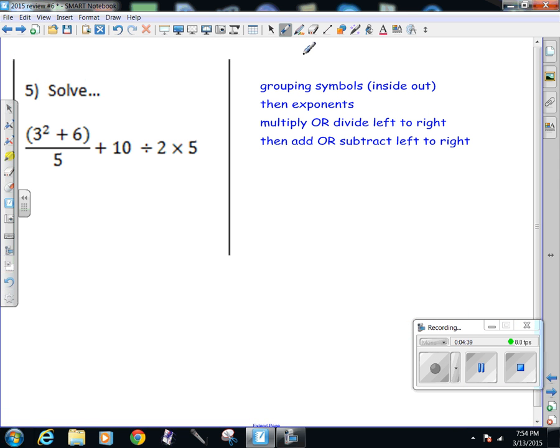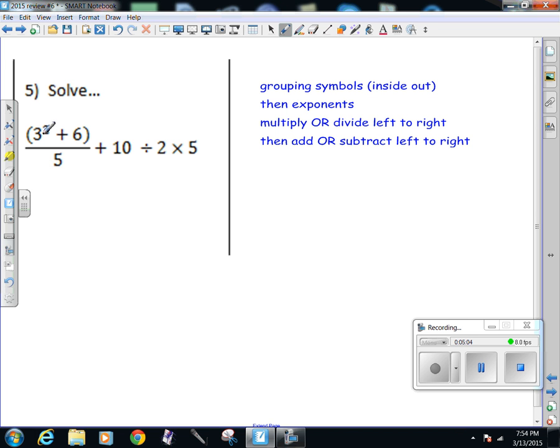Okay, next one. Grouping symbols inside out, then exponents. Multiply or divide left to right, and add or subtract left to right. So I'm going to start with my grouping symbols. So remember that your grouping symbols are parentheses, braces, brackets, and the fraction bar. So I'm going to do what's in the numerator first.